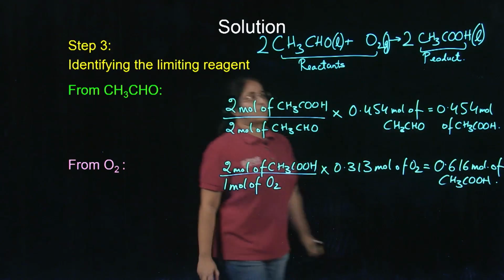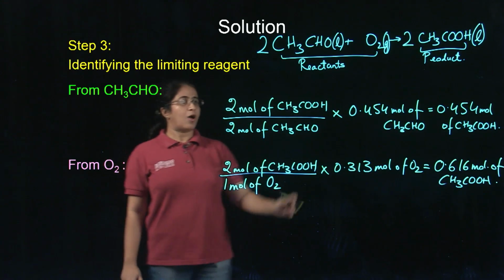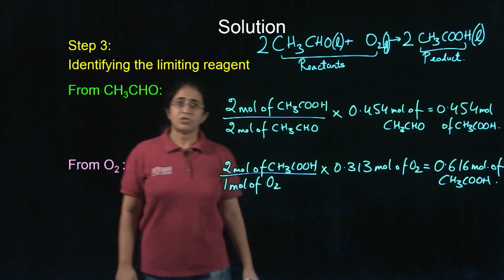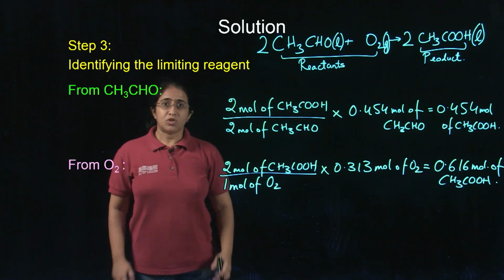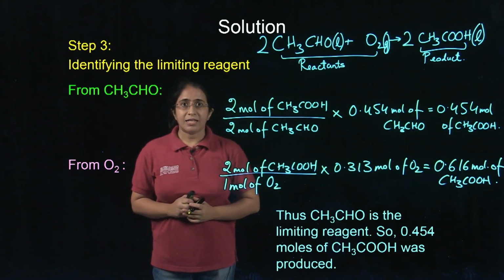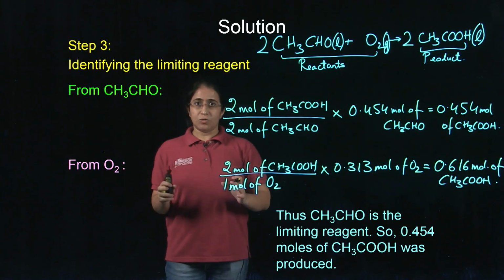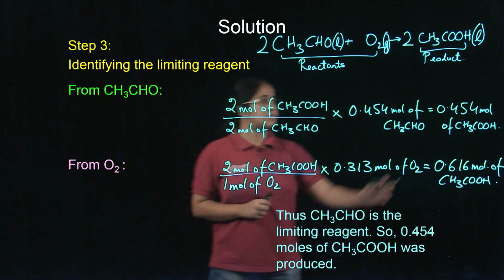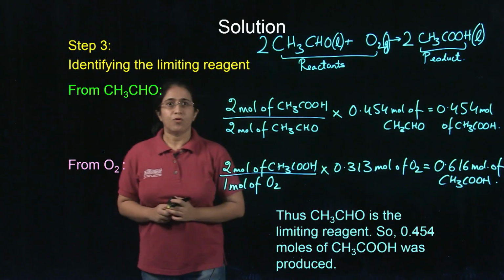Okay, so what we see here is this: if we start from acetaldehyde, we get less number of moles of product. So which means acetaldehyde is our limiting reagent and it's going to be completely consumed. So the actual number of moles of acetic acid that is formed is 0.454 moles.